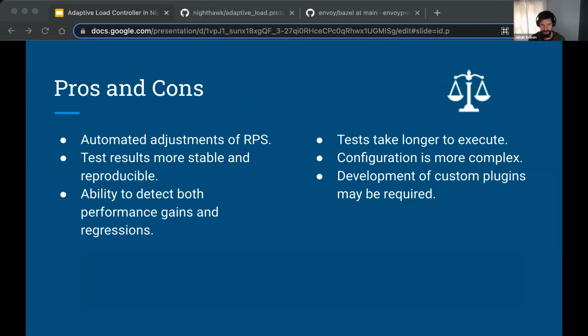Configuration is more complex because beyond just configuring Nighthawk, you also have to configure the adaptive controller, the search algorithms, all the metric plugins, their thresholds. We will look at that. And another thing we will look at in the following slides: we may need to develop custom plugins to be able to make decisions on all the metrics we are interested in. So potentially more development.